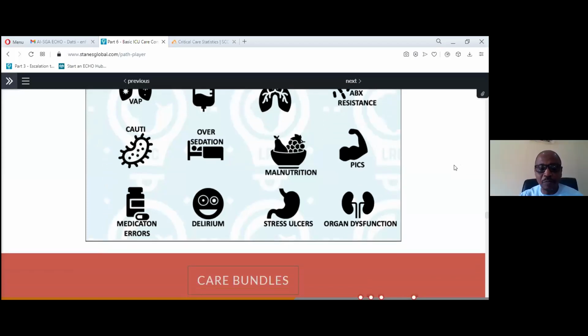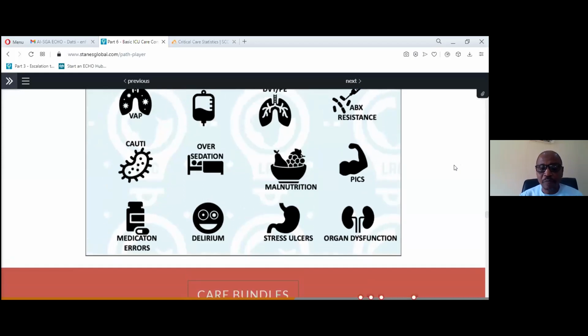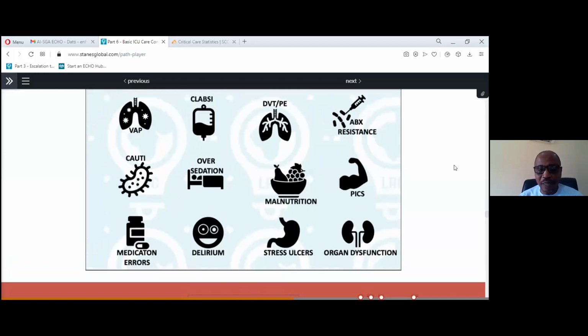As you can see, the complications can be prevented, and we should know that as the care is becoming more invasive, you will be faced with these challenges or complications, which we can minimize. Let's scroll down quickly.